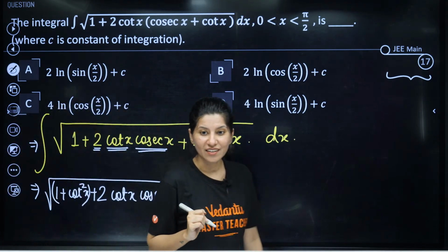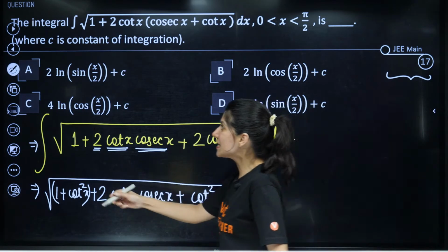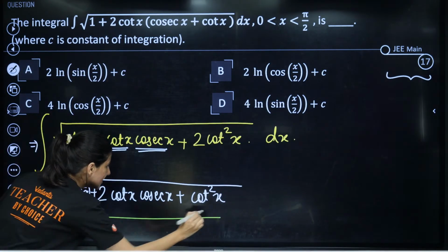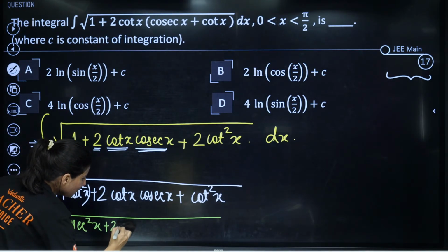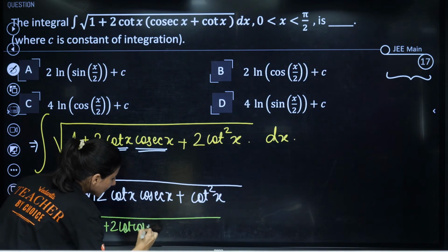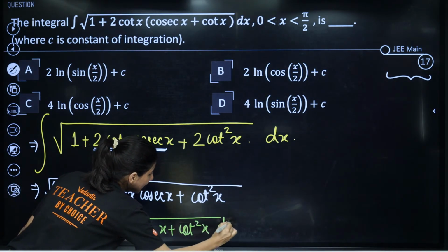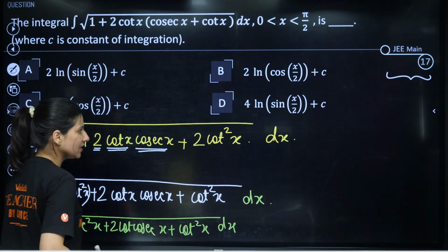Can you feel it? Now, how many of you understood this? What is happening? 1 plus cot square x can be written as cosec square x plus 2 cot x cosec x plus cot square x. Now, can you see? Did it click, my dear students?